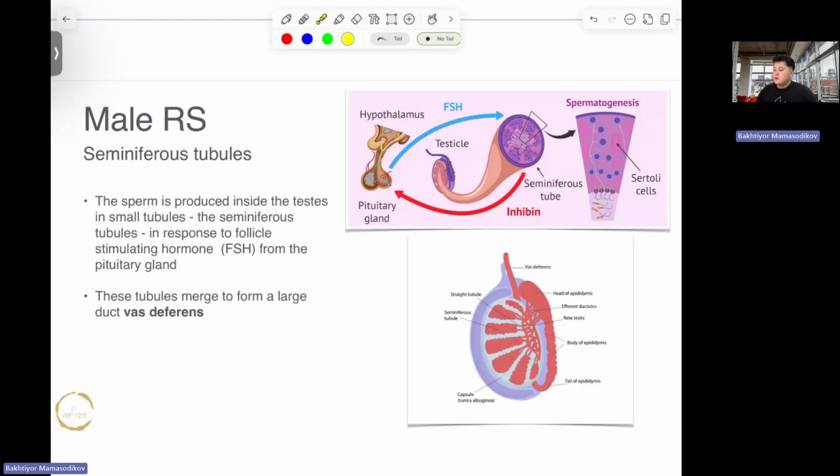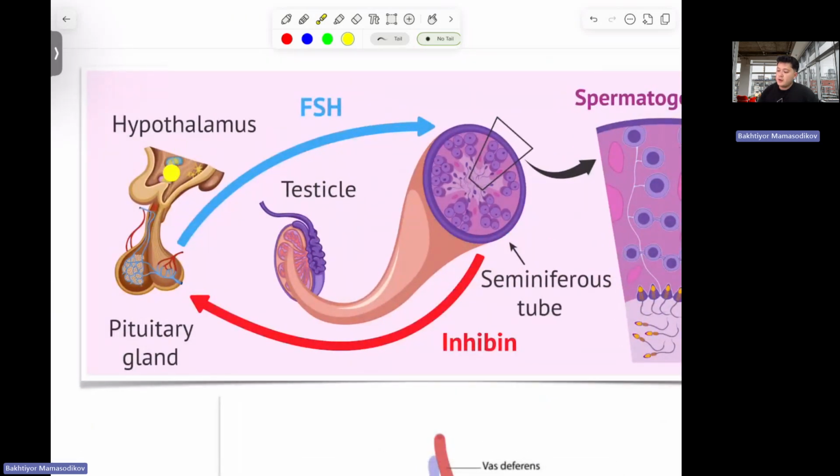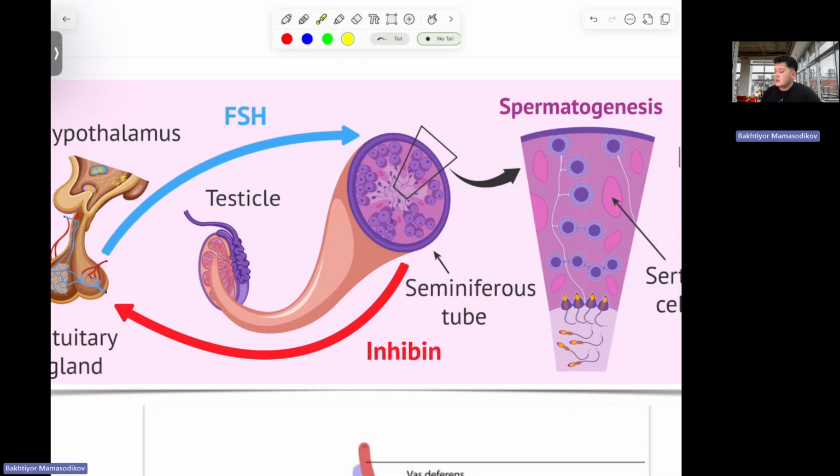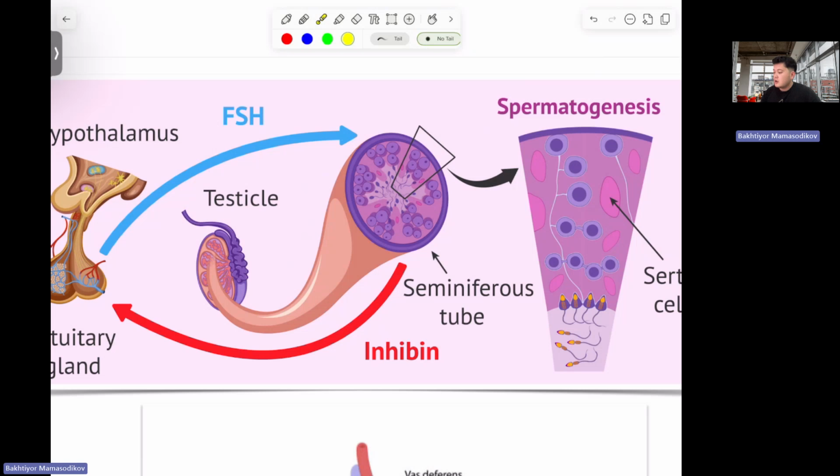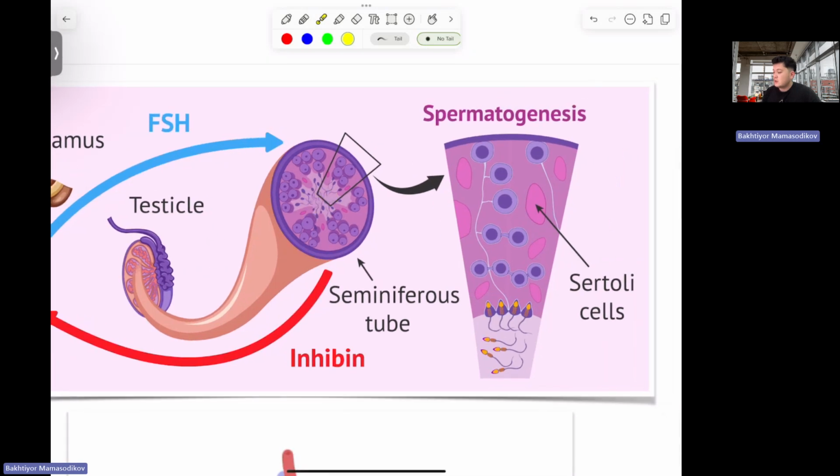And the seminiferous tubules. You remember the hypothalamus releases GnRH to the anterior pituitary, which is in the brain, right? The anterior pituitary secretes FSH, follicle stimulating hormone. This FSH goes to the seminiferous tubules and stimulates the Sertoli cells. Those Sertoli cells nourish the sperm development. So FSH is really important for the sperm formation.